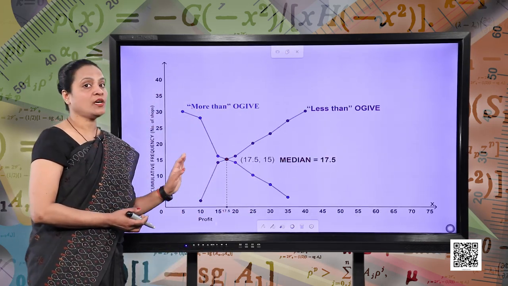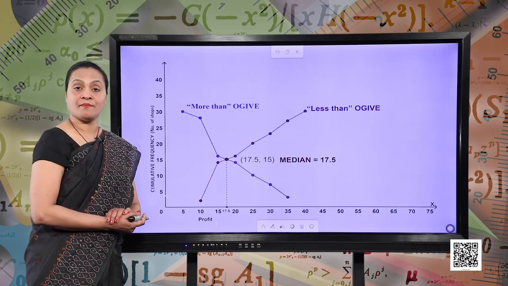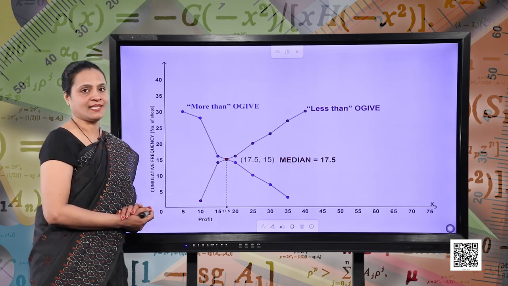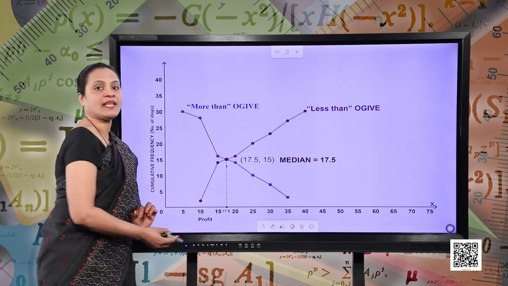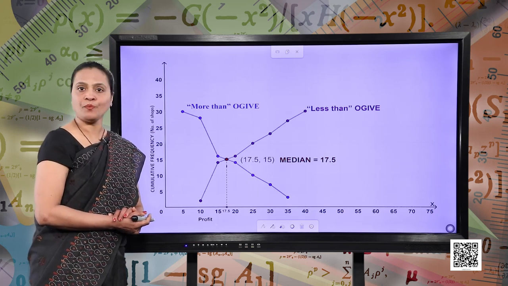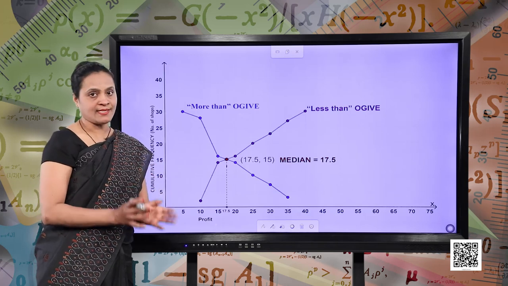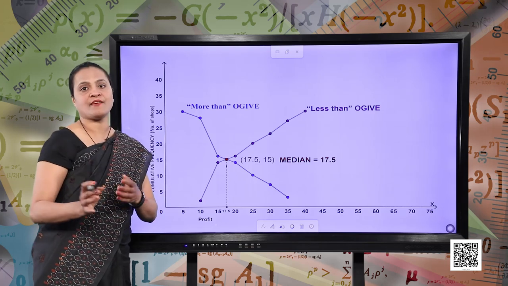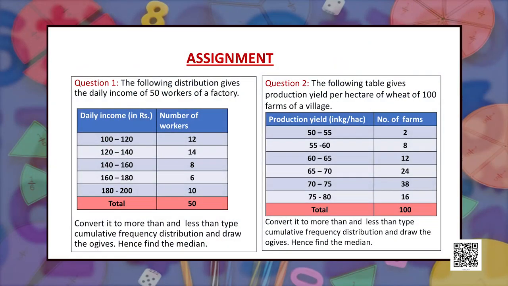If we plot both the ogives on the same graph paper, then the point of intersection can be obtained. And remember, we have the median as the x coordinate of this point of intersection. So, here in this question, this point of intersection has x coordinate 17.5. So, our median will be 17.5 lakh rupees, which says that half of the shops have earned profit less than 17.5 lakhs and the rest half of the shops have earned profit more than 17.5 lakh of rupees. So, students, you have learned to plot both the ogives.